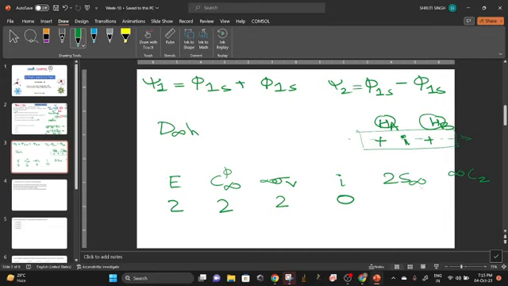Similarly, C infinity and S infinity will be 0, and C2 is perpendicular. So if you put C2 perpendicular, these two will change place. So this is also 0. So this is the reducible representation for this. Now we want to know which irreducible representations it consists of.